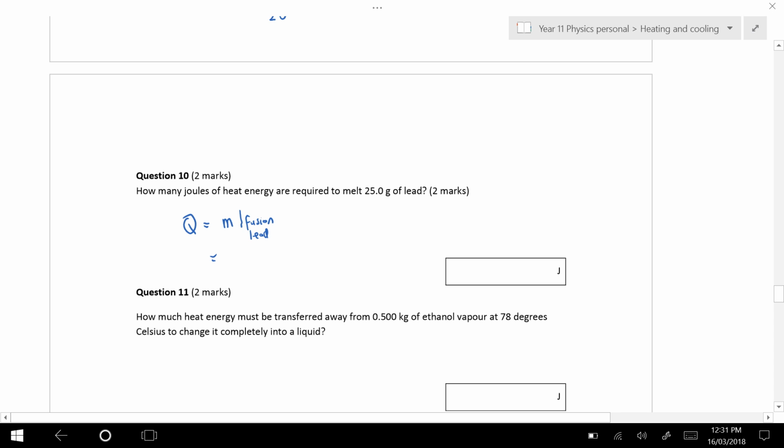Now they've told us that it's 25 grams, which is 0.025 kilograms, and the latent heat of fusion for lead is 0.25 by 10 to the power of 5. Multiplying those out, that gives us 625 joules.